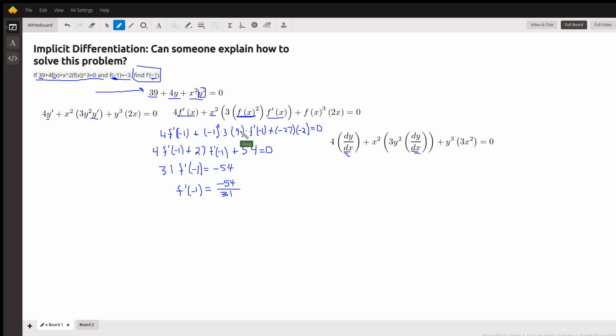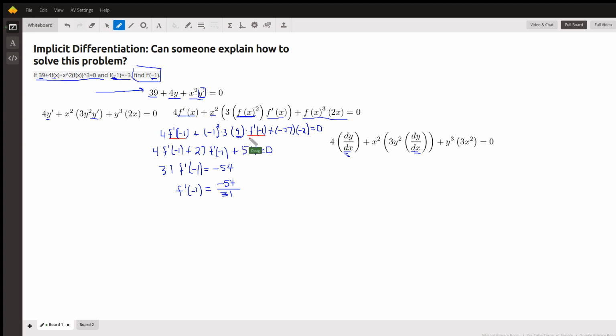Negative 3 squared is 9. And there's the f prime of negative 1 again. And for this last term over here, f of negative 1 is negative 3. Negative 3 cubed is negative 27. 2 times negative 1 is negative 2. We want to isolate f prime of negative 1.